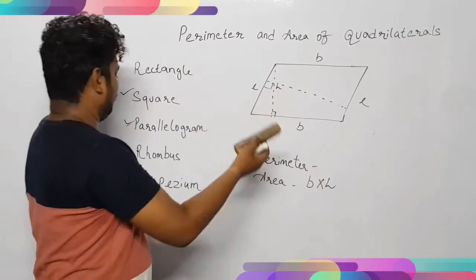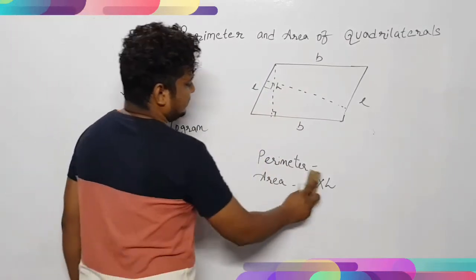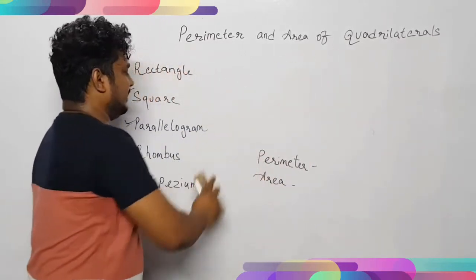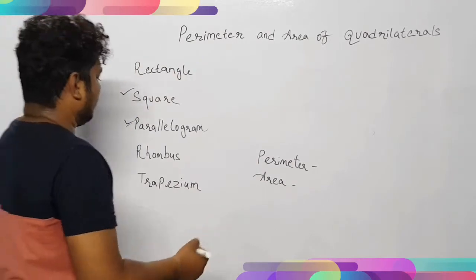So like this you have to get the formula for all the rectilinear figures, or further you can say the quadrilateral also.